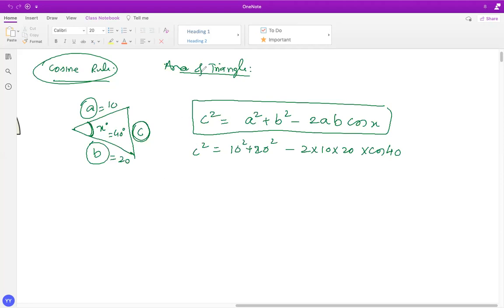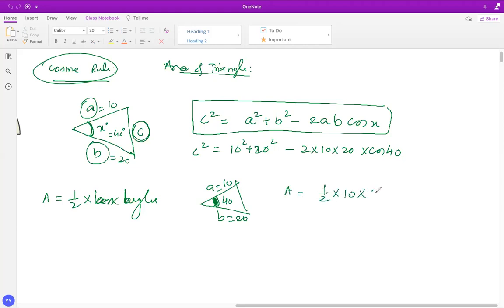The next part is the area of triangle. Now, generally we use the area of triangle as half base times height. Let's say this is base and this is height. Now, what if the triangle is a non-right angle triangle? In that case, if you already know two sides and an included angle, the angle must be between the two sides. Like for example, this is 10, this is 20, and this is 40, as I took this example here. It can be written as area is half times 10 times 20 times sine of 40 degrees.